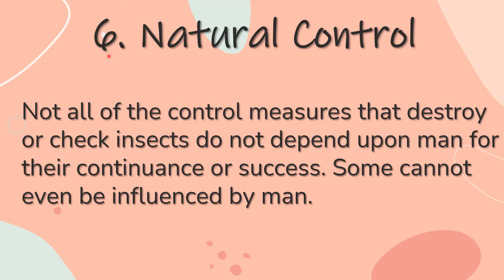And last, number 6 is the natural control. Not all of the control measures that destroy or check insects depend upon man for their continuance or success. Some cannot even be influenced by man.